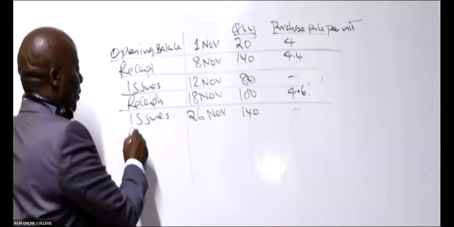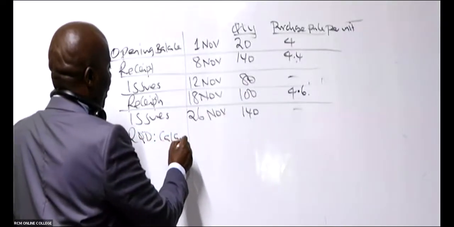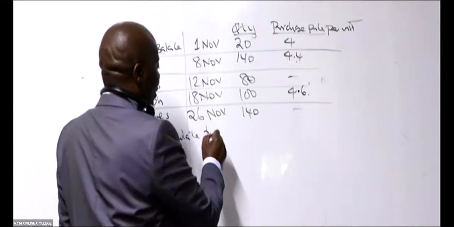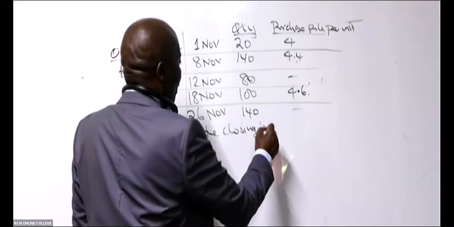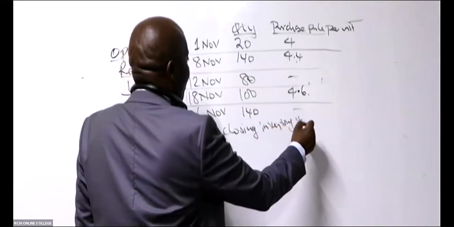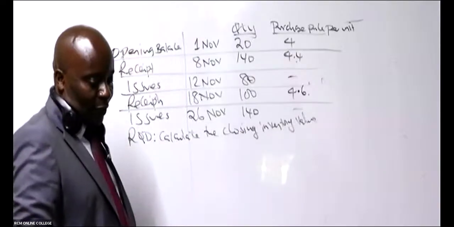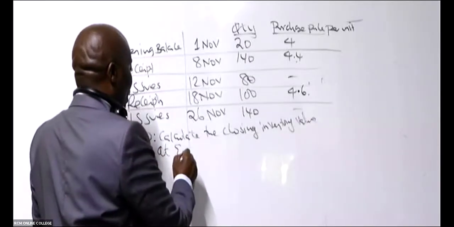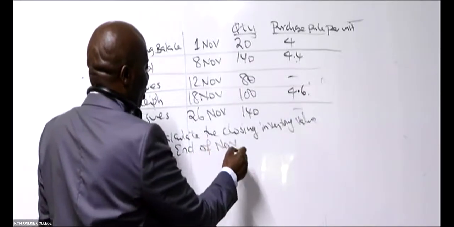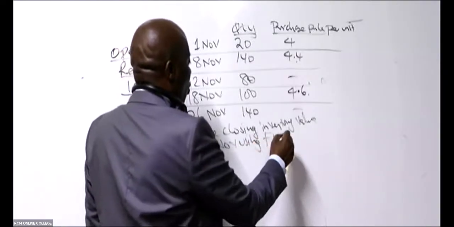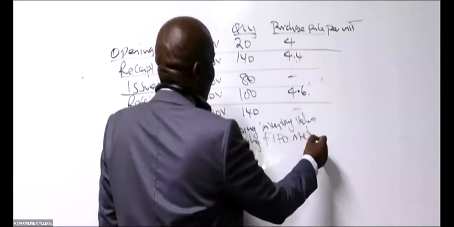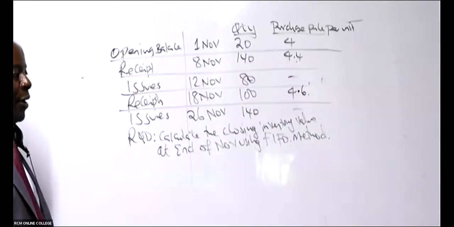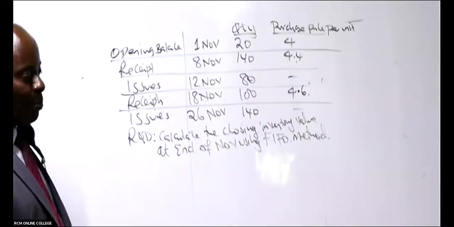So we are required to calculate the closing inventory value at the end of November using the FIFO method.